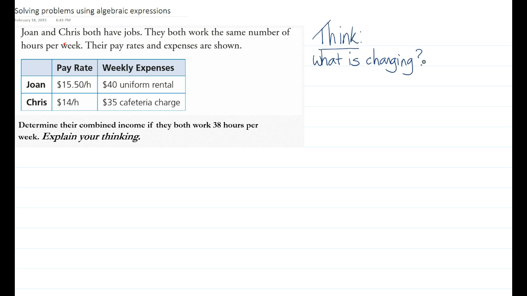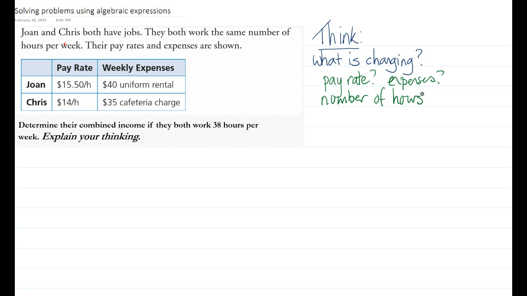But we use those letters to represent things that change. Things that don't change, things that stay the same, we have numbers for, so we don't need letters or symbols for those. We can just use the numbers. So let's start off by asking in this problem, what is changing? Is it the pay rate? Is that what's changing from week to week? Is it the expenses? Is it the number of hours worked?